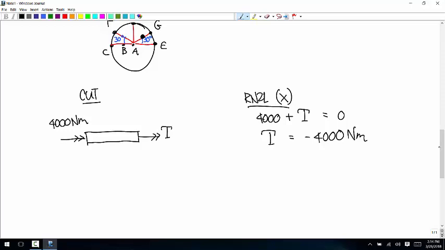Okay, so now we have this. Is this a circular cross section or a thin walled tube? Circular, and I think it's solid. Yeah. It's a circular cross section.